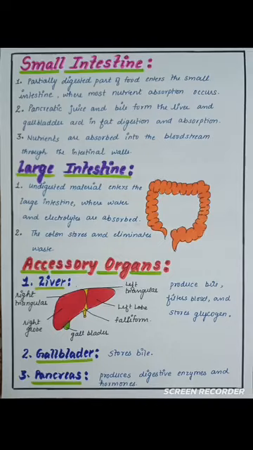These are the liver, gallbladder and pancreas. Here is a diagram of the liver in front of you. So what is the function of the liver? The function of the liver is to produce bile, filter blood and store glycogen. What function is performed by the gallbladder? It stores bile. And the pancreas produces digestive enzymes and hormones that help in the process of digestion.